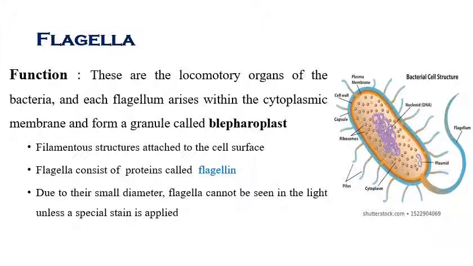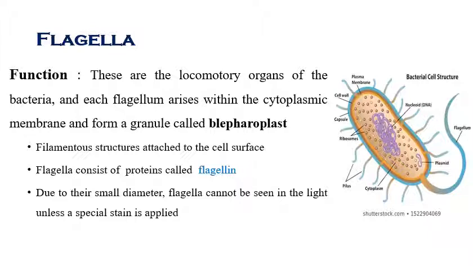It is a filamentous structure attached to the cell surface, mainly helpful in the locomotion of plant pathogenic bacteria. Flagella consist of a protein called flagellin. It is actually very small, usually ranging from a few hundred times longer than the bacteria.